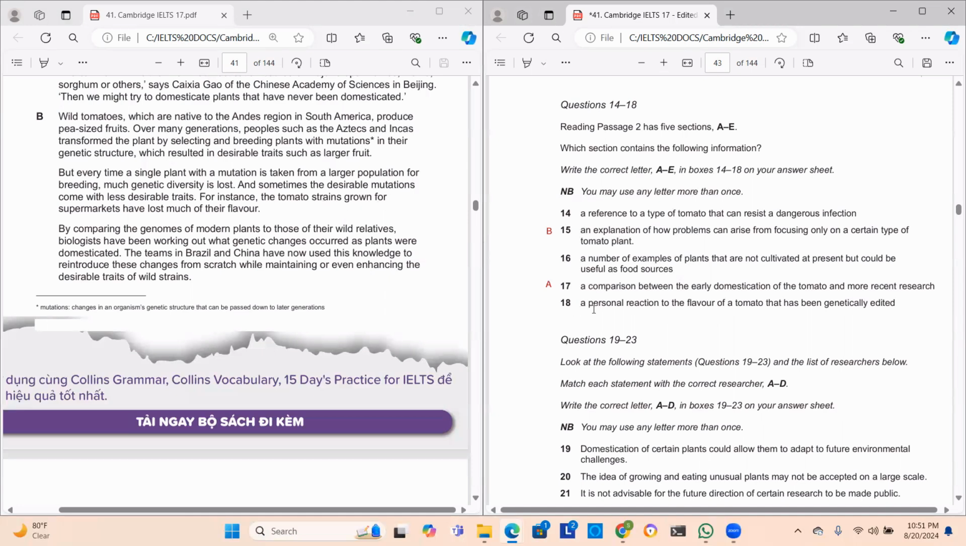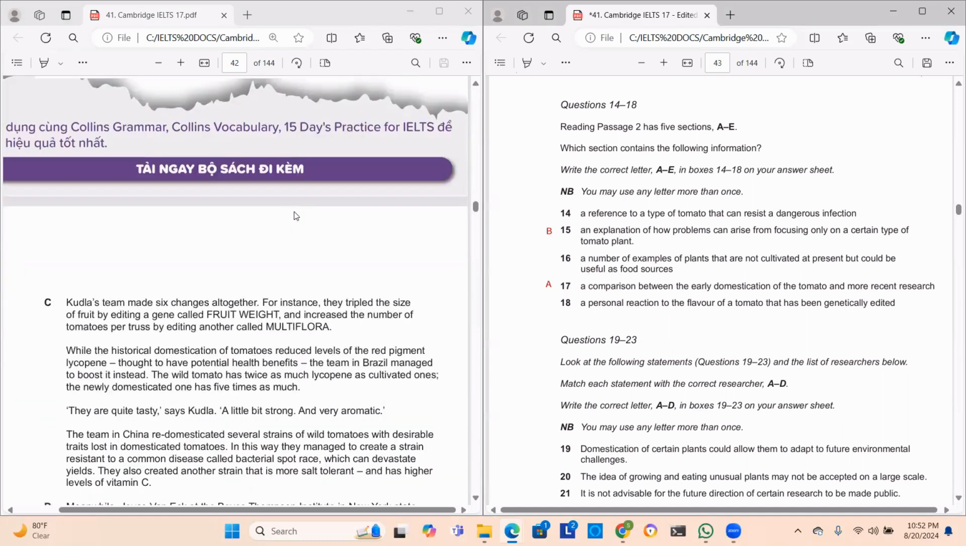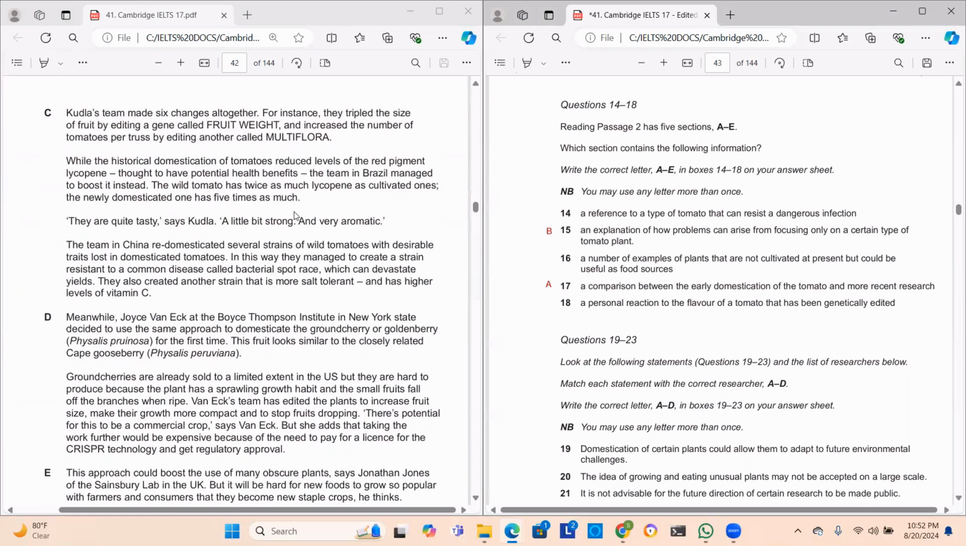Next, 18th one, a personal reaction to the flavor of a tomato. So he spoke about the flavor here, right? For instance, the tomato strains grown for the supermarket have lost much of their flavor, but what is the question? A personal reaction. So is there any reaction from any one person here? No, there is no personal reaction here for this lost flavor, right? So I don't think it is matching. Right. So far we got two answers, A and B. Let us read the C paragraph and let us see if anything is matching with that.